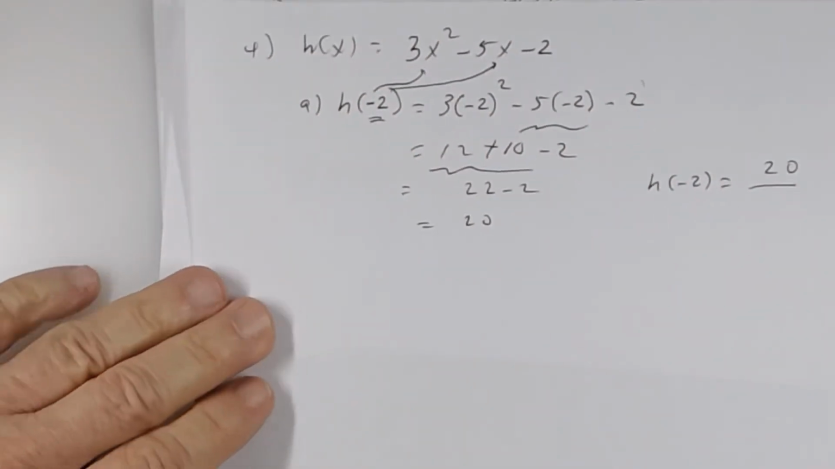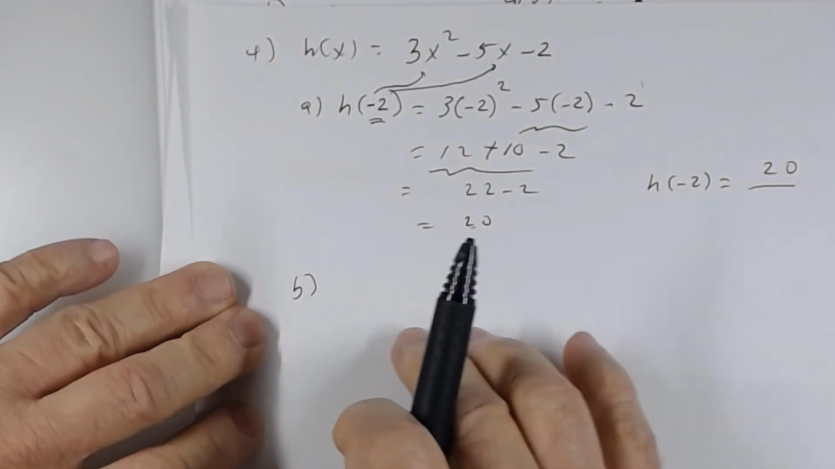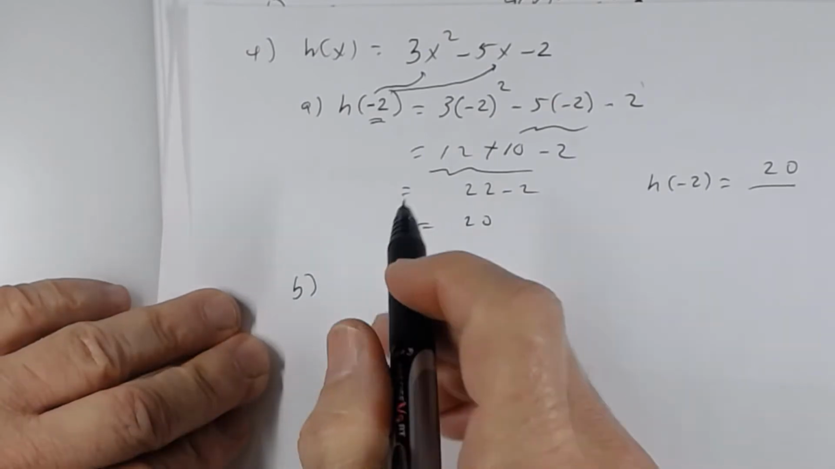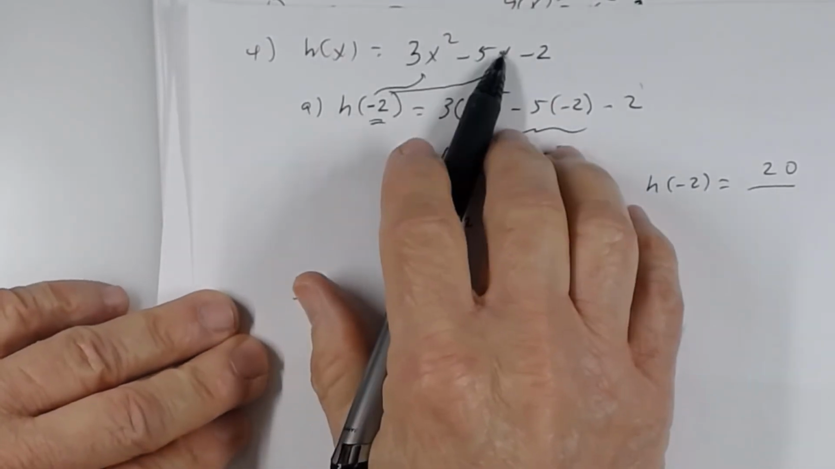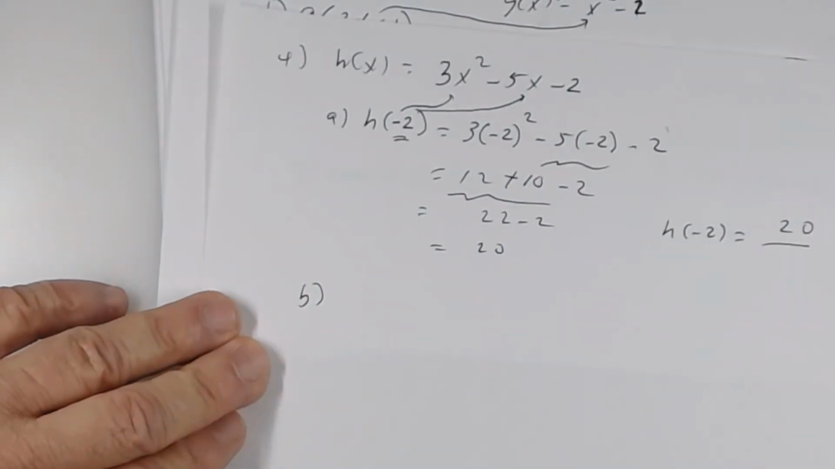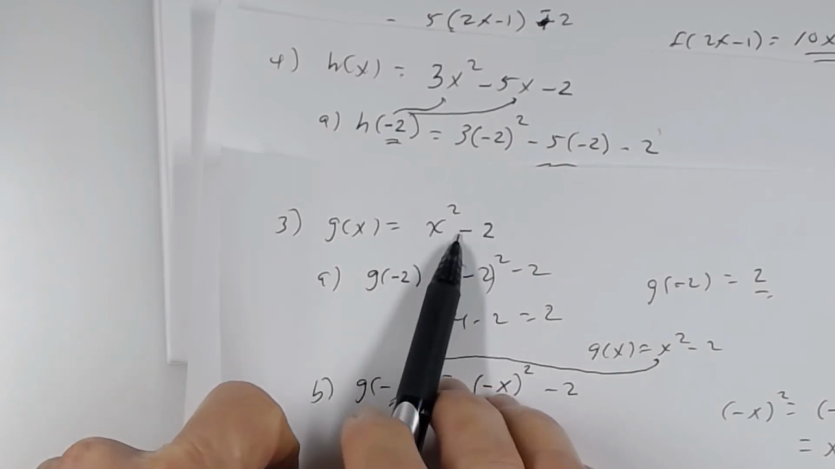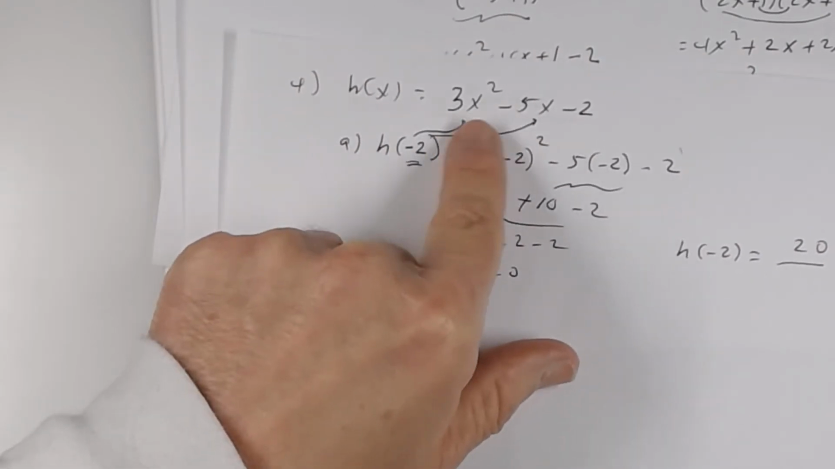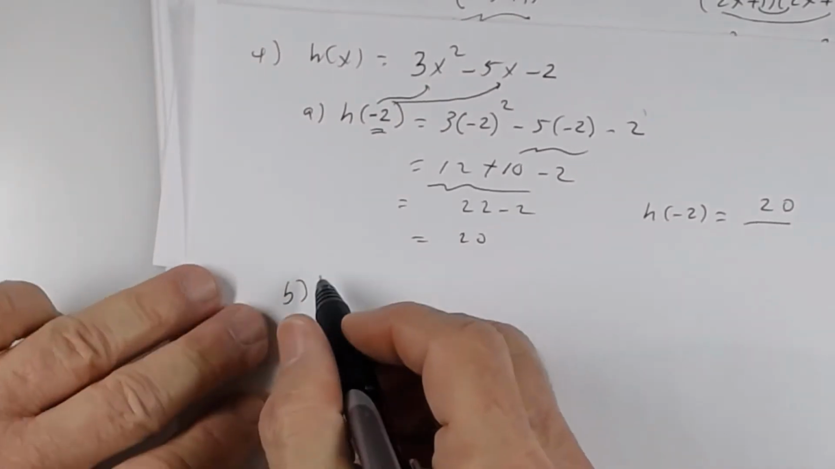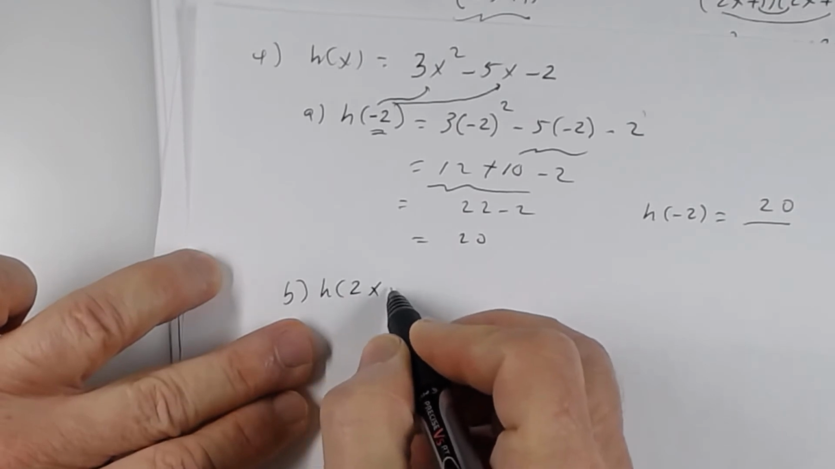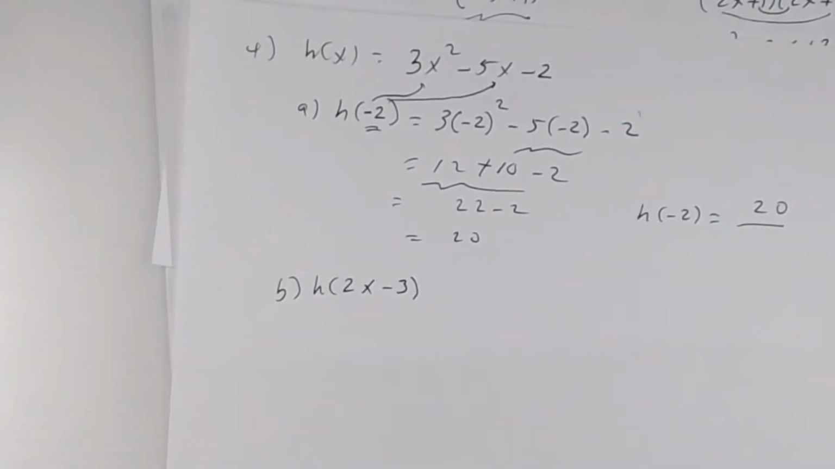Part B. All right, now this is the one that's going to take a while because you have 2 terms with variables. See, when you did number 3, how many terms had variables? Just 1. Here, how many terms had variables? 2. All right, so let's find h of 2x minus 3. Make sure you do them in steps so that way you don't mess up.